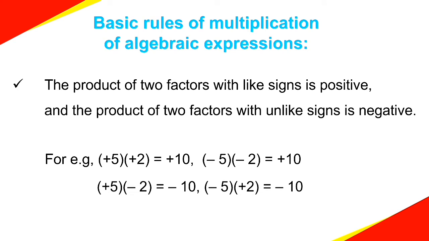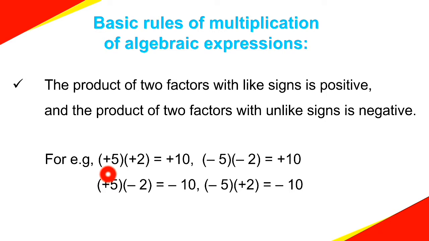Here we can see one more example. Plus 5 into minus 2. 5 2s are 10. Plus into minus, what we can get? Minus. One more. Minus 5 into plus 2. 5 2s are 10. Minus into plus, minus.